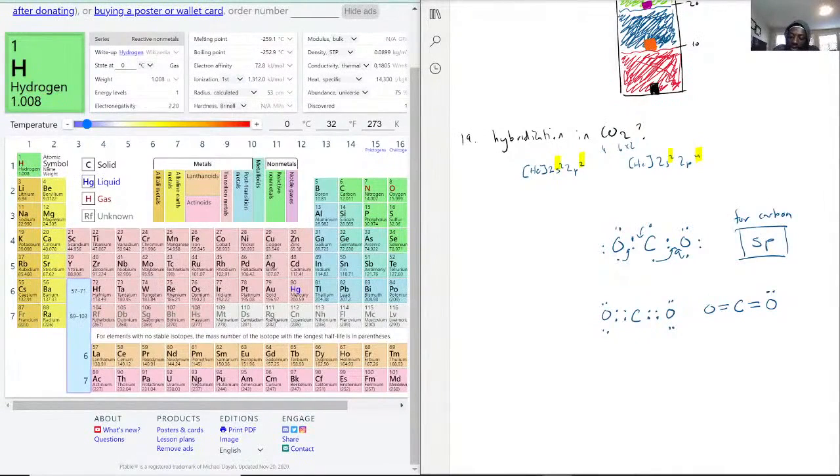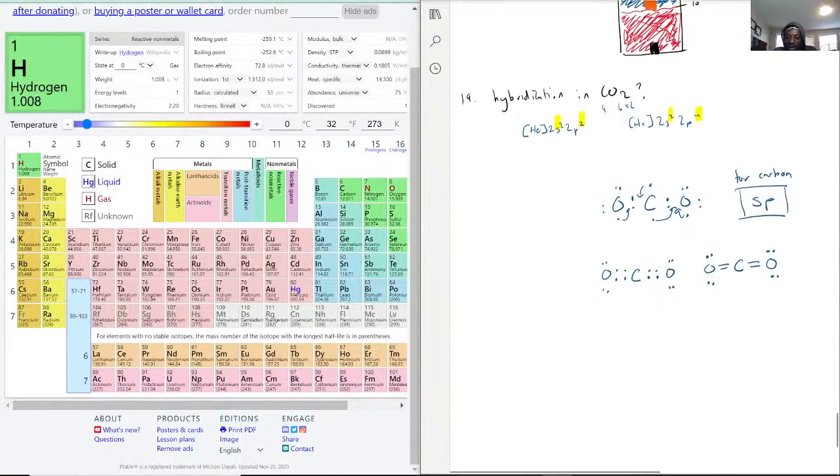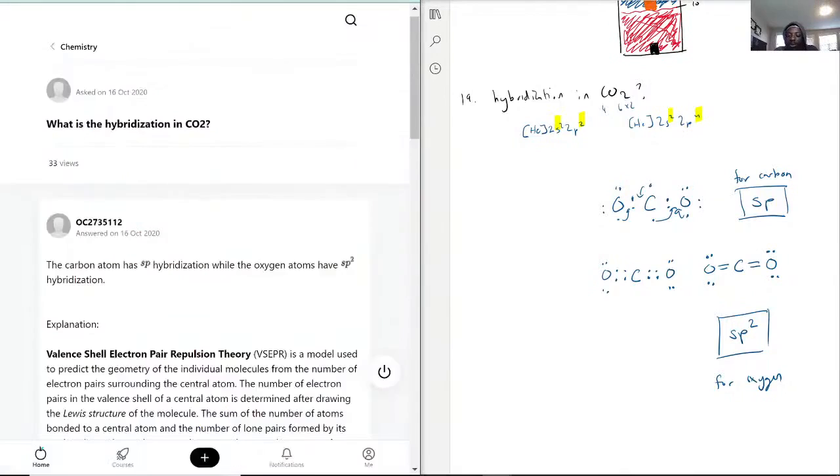Now for the oxygen though, okay, this is where it gets even trickier, right? Lone pairs also count as a quote-unquote bond, okay, or at least a hybridization energy. So oxygen has 1, so start with S, and then it has that P, as in 1 lone pair, but it has also another lone pair, so it'd be sp2. This would be the hybridization for oxygen. Okay, so hybridization in CO2, for the oxygen is sp2, for the carbon is sp.